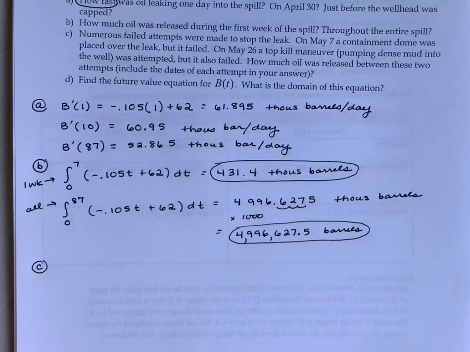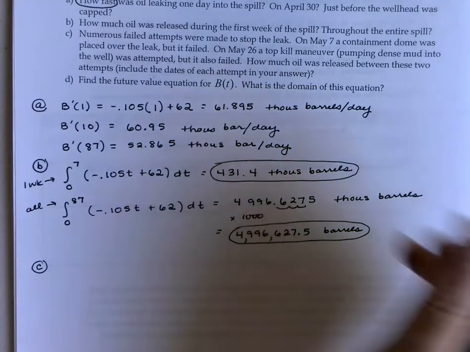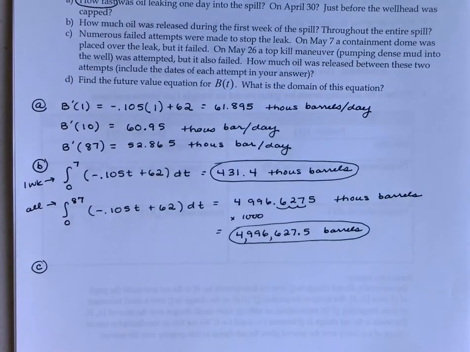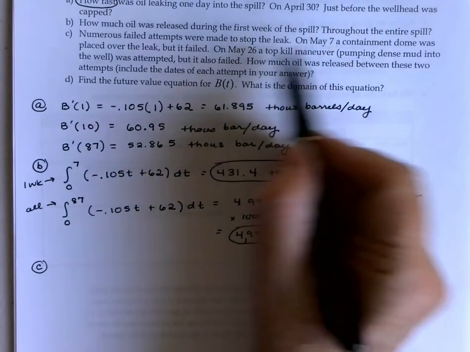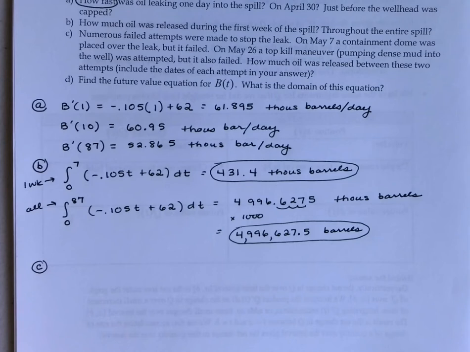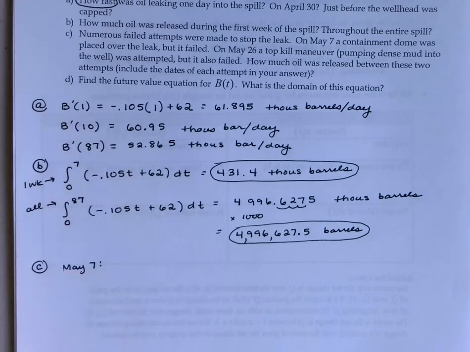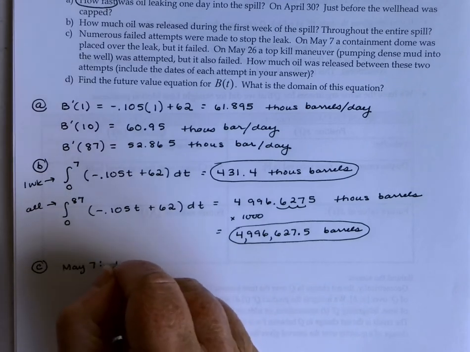So once again, we want the net rate of change. We don't want the rate of change. We want how much oil. That's the net change in oil from May 7th to May 26th. So May 7th, let's see, April 20th was our start date. So that would give us 10 more days of April plus 7 days of May would be t equals 17.